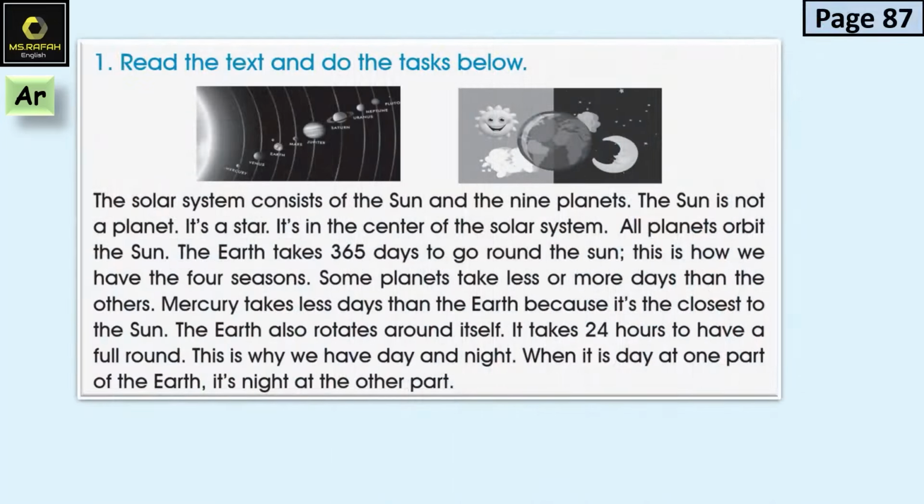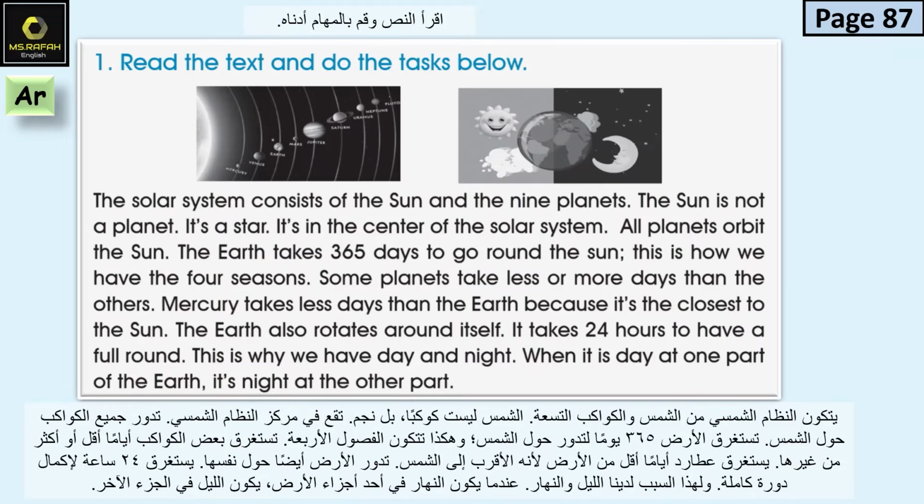Now let's see the reading. Read the text and do the tasks below. The solar system consists of the Sun and the 9 planets. The Sun is not a planet, it's a star. It's in the center of the solar system. All planets orbit the Sun. The Earth takes 365 days to go around the Sun. This is how we have the 4 seasons.